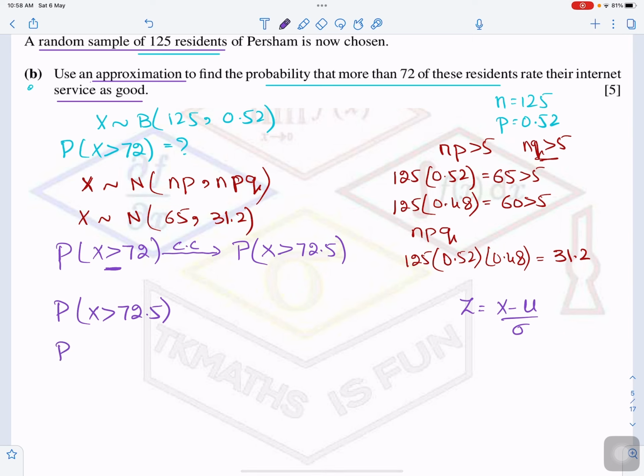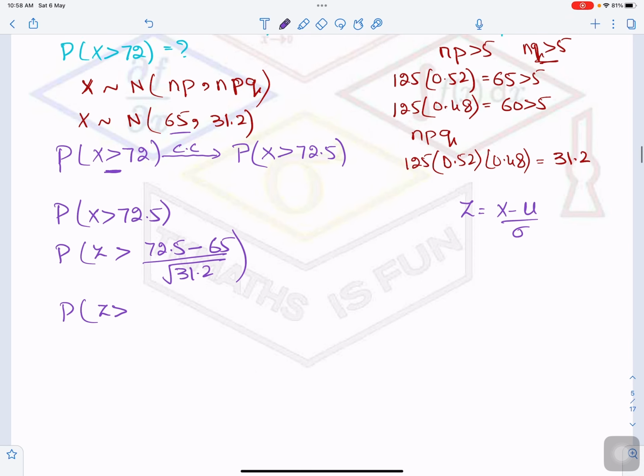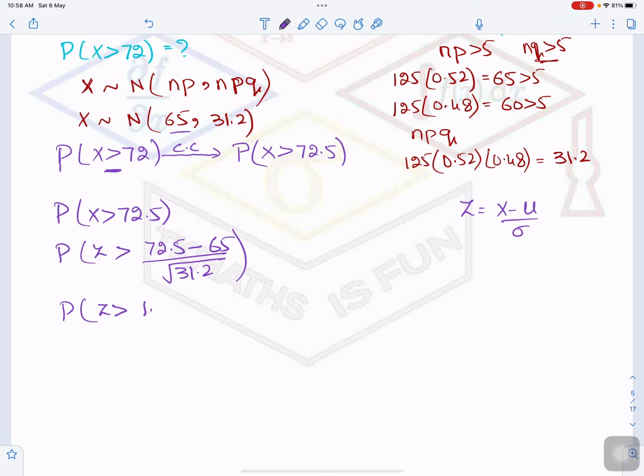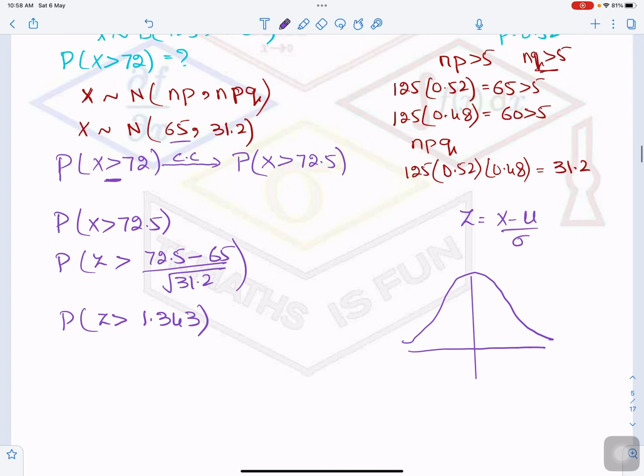So when I change this x into z, it becomes 72.5 minus 65, where 65 is my mu, divided by the standard deviation, root of 31.2. This is equal to the probability of z greater than, and you have to use your calculator again, 1.343. What I'm drawing here is just to make you understand, you can also do it mentally. Probability of z greater than 1.343.